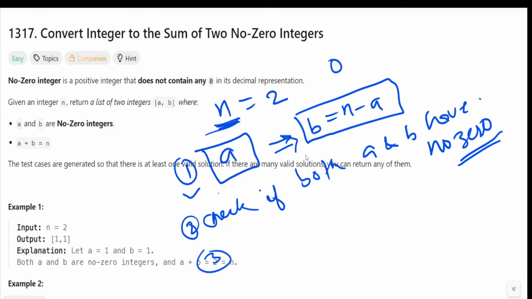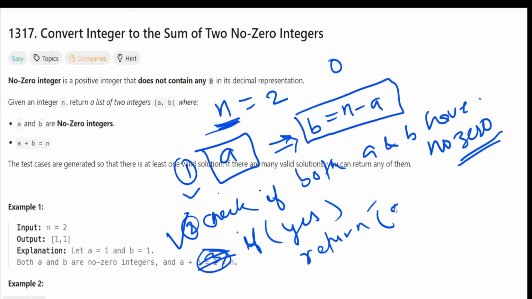And that's fine, right? If yes, this condition works, and we return the pair. What is the pair? a and b. This is what we have. Otherwise we don't have it. This is what we need to develop.